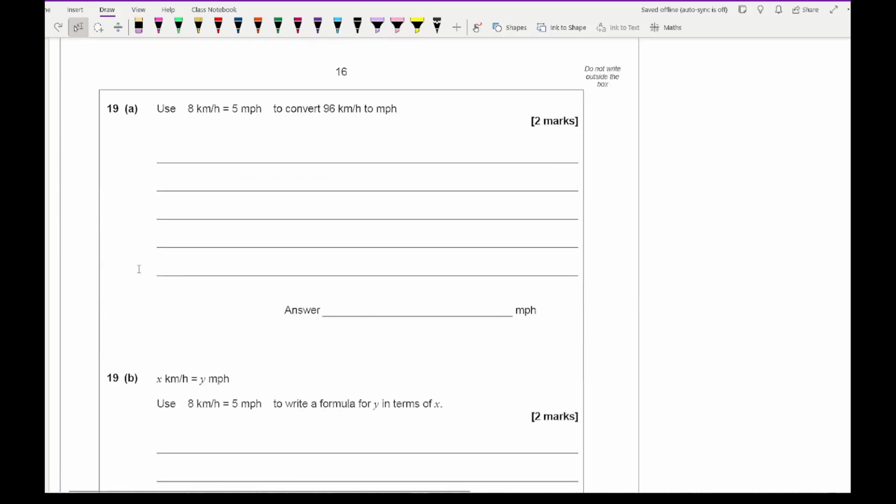Looking at question 19a, it says use 8 kilometers equals 5 miles per hour. Well, 8 kilometers per hour equals 5 miles per hour, rather, for 96 kilometers per hour. So for this, what we need to do is do 96 divided by 8 first to see how many 8s go into that. And that gives me an answer. With that, we have 96. How many 8s go into 96?